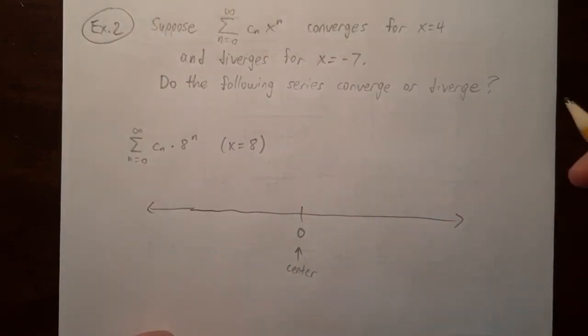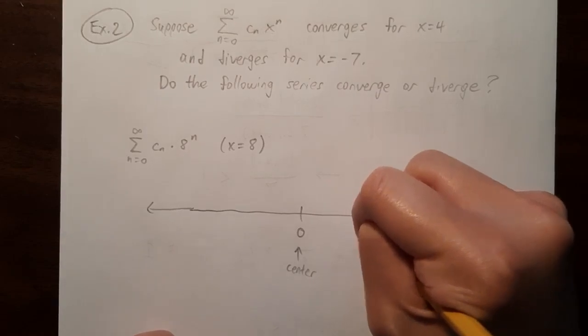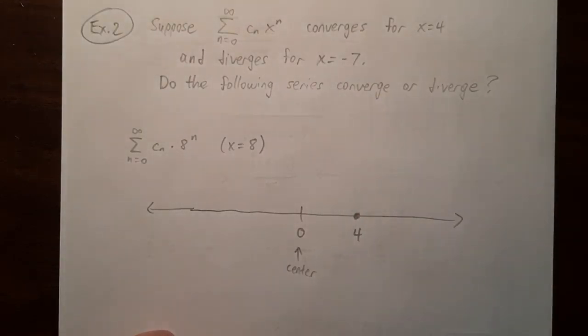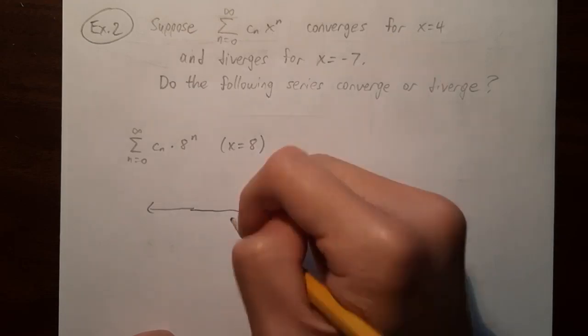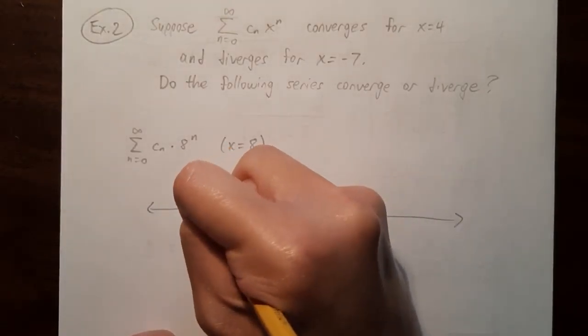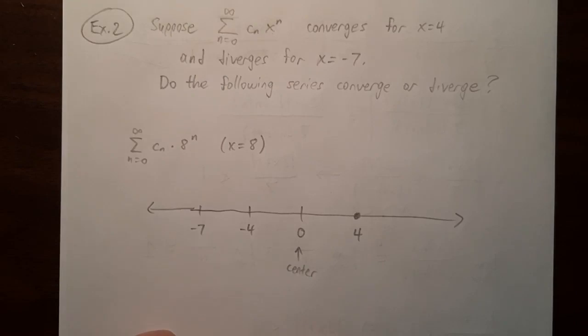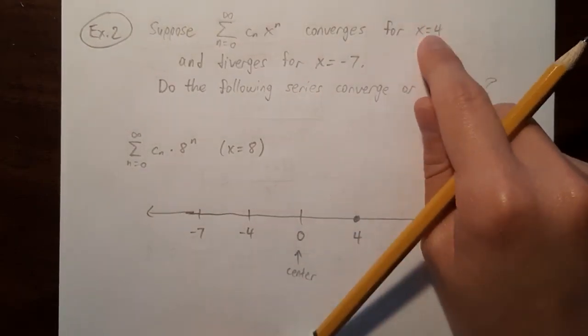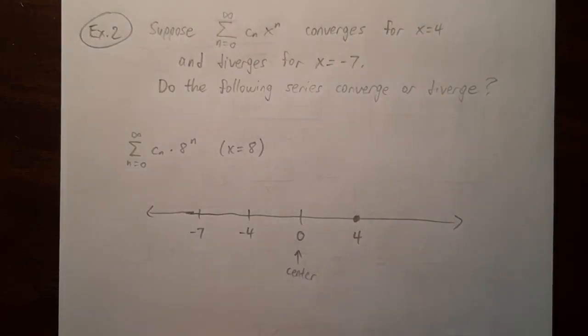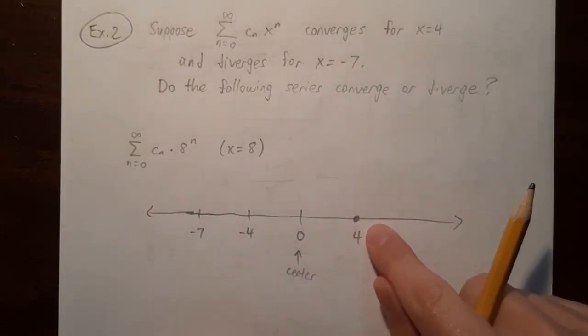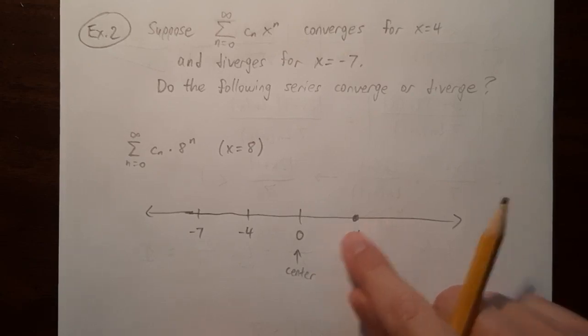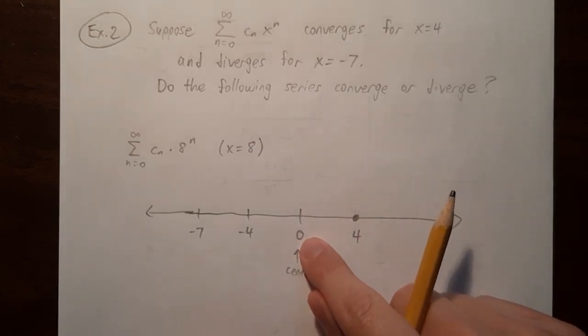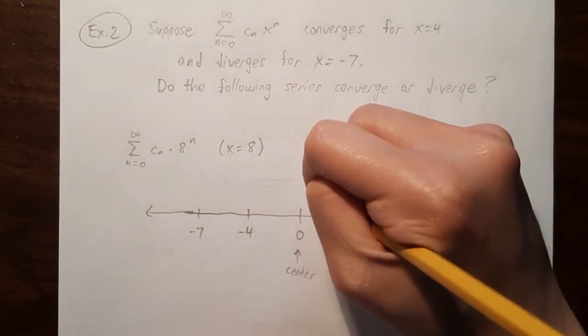So what do we know? We know that at x equals 4, over here, it's going to be convergent. Here's -4. And over here at -7, it is going to diverge. All right, so think about what that means. Let's start off with the first bit of information we have, that it converges if x equals 4. So remember, the interval of convergence always is centered at the center point, 0 in this case, and it has some sort of radius r.